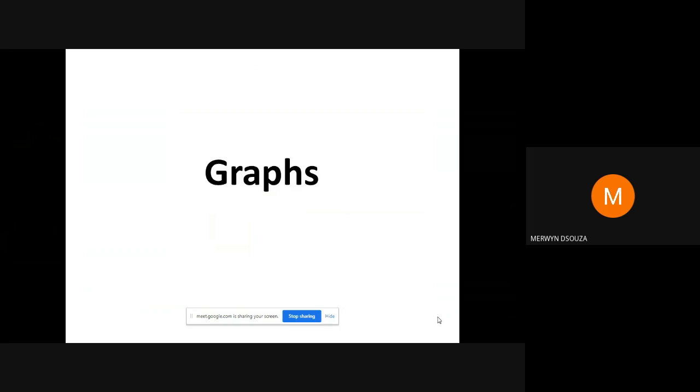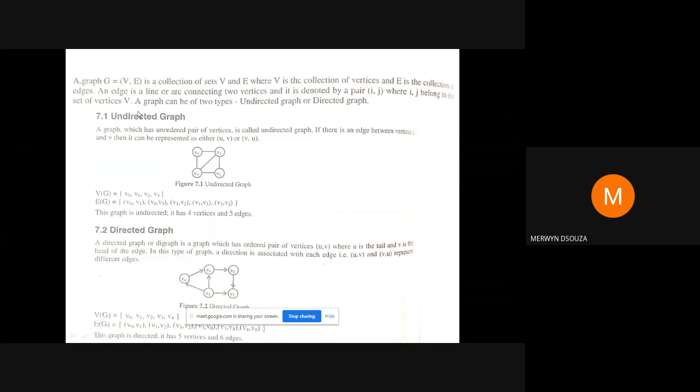So basically what is a graph? The graph is a collection of two sets, V and E, where V is the set of vertices and E is the set of edges. In a graph, an edge is nothing but a line which connects two vertices. For example here, you can see an example of a graph.